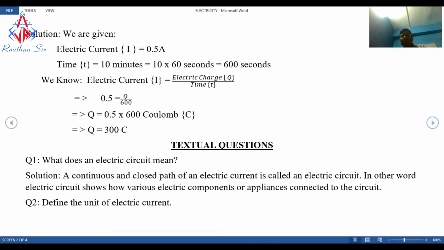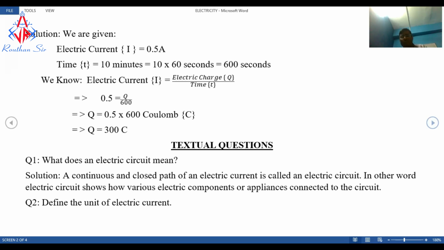Now the electric current is equal to electric charge upon time, as we already know. Now insert the values. The current will be 0.5 ampere. The time will be 600 seconds. Now after substituting the values and evaluating, you get the quantity of charge that flows in the circuit, which comes to be 300 coulomb. It's okay. Now we have moved to some textual questions of this very topic.